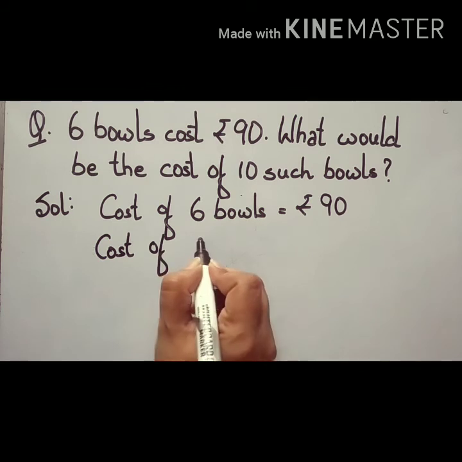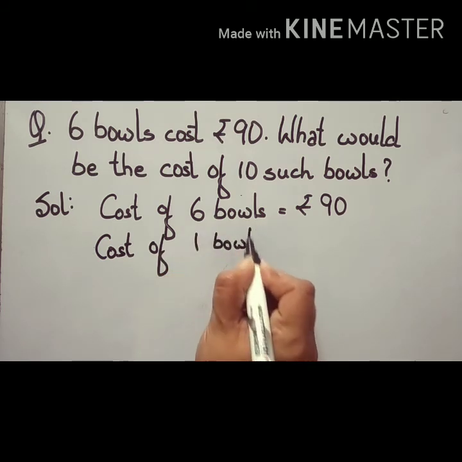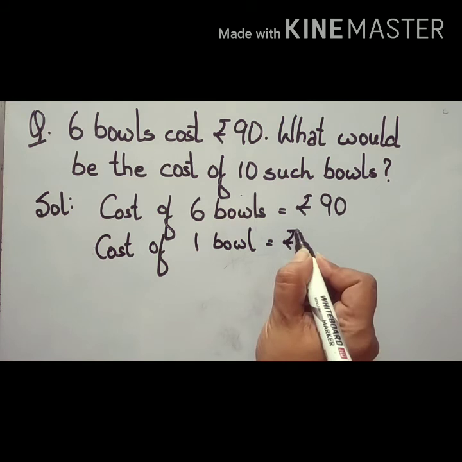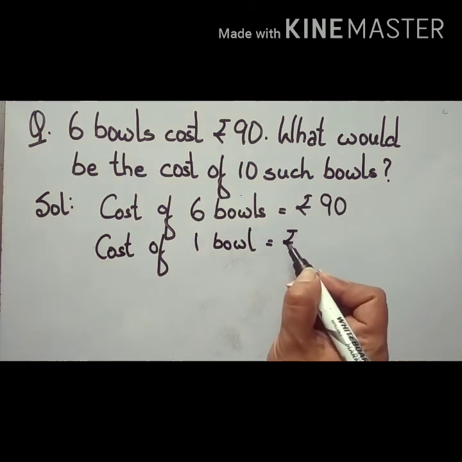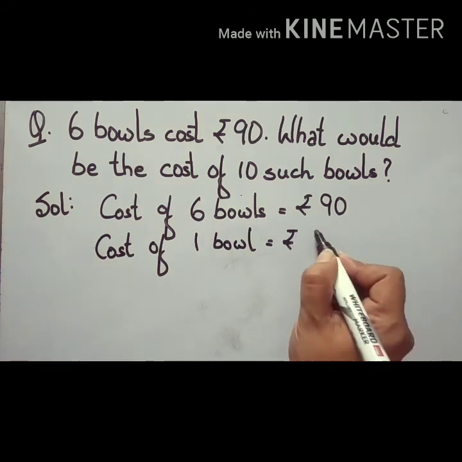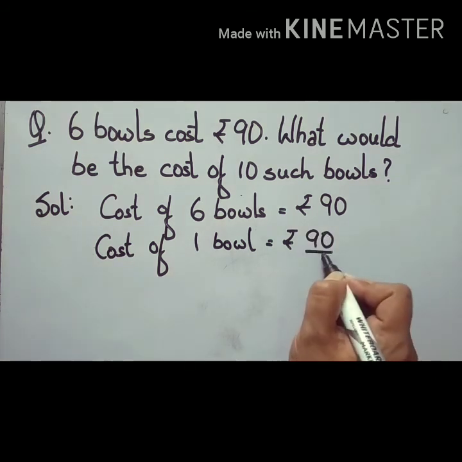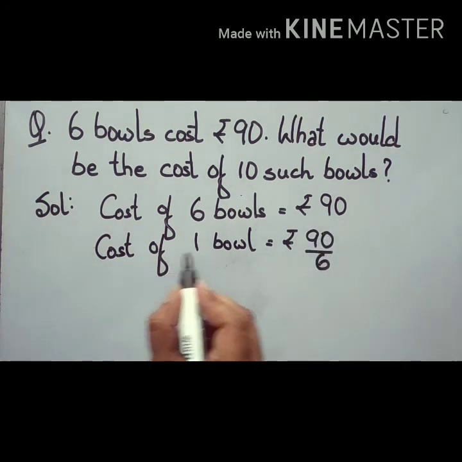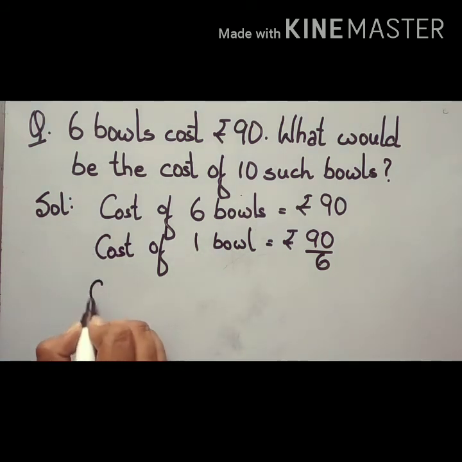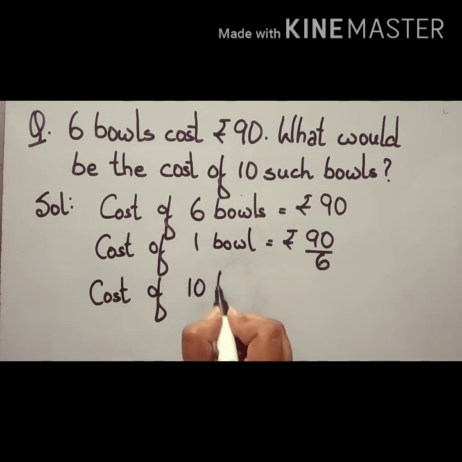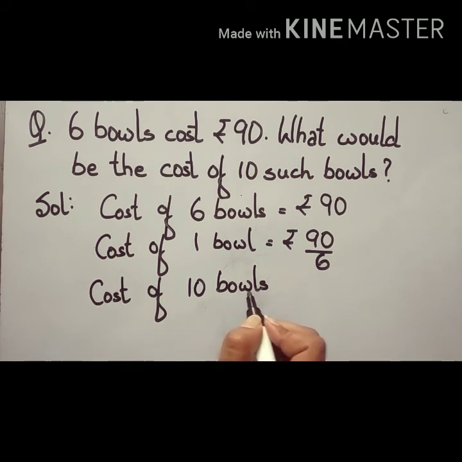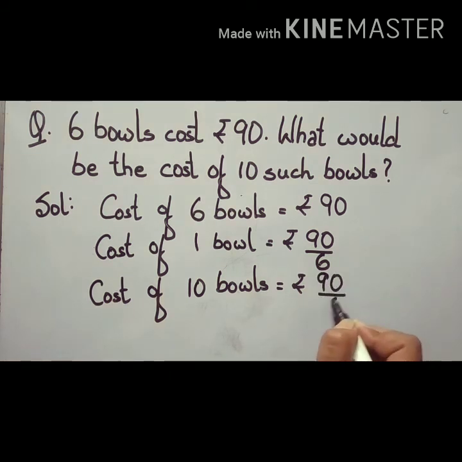So, cost of one bowl is equals to rupees, whenever we are calculating anything for 1, we will divide it. So, it's 90 upon 6 will give me the cost of one bowl. But in the question, I have to calculate the cost of 10 bowls. But when we have to calculate for more number of quantities, we will multiply it. So rupees 90 upon 6 multiply by 10.